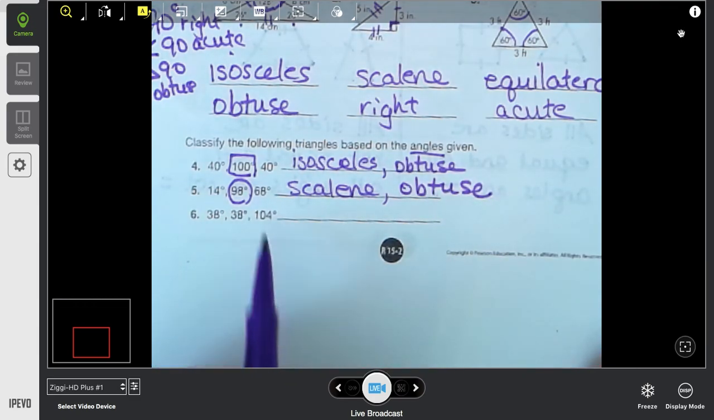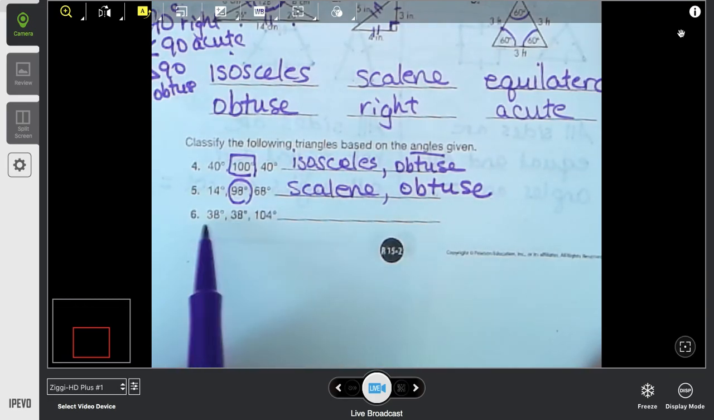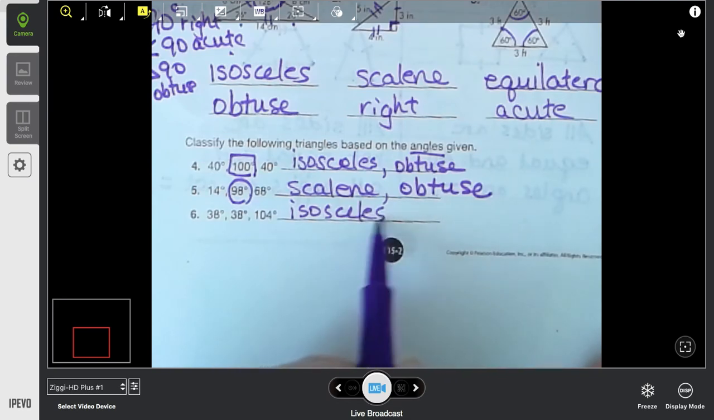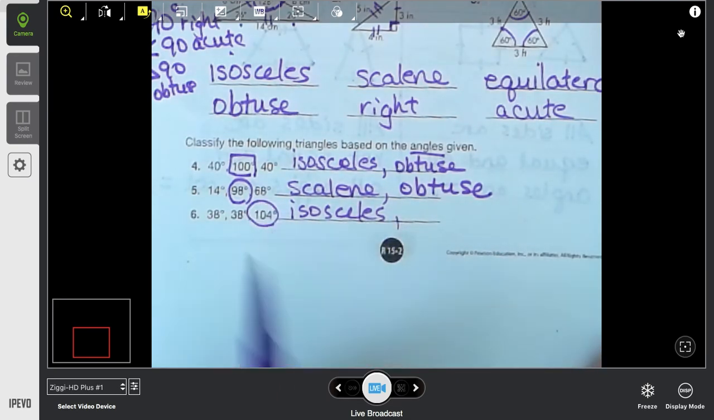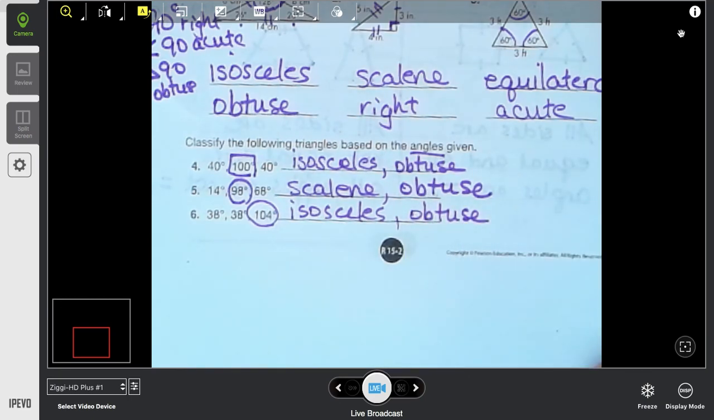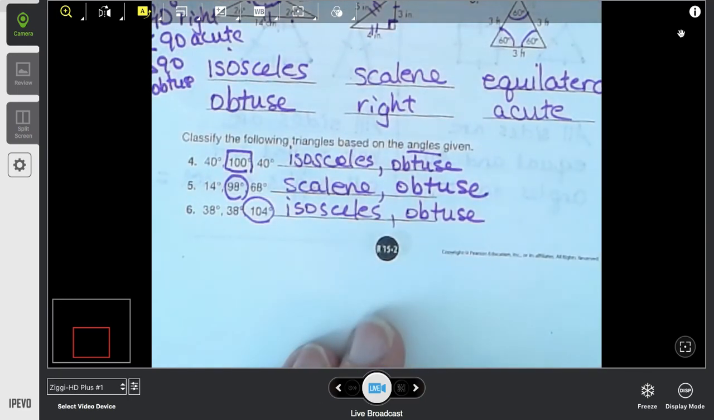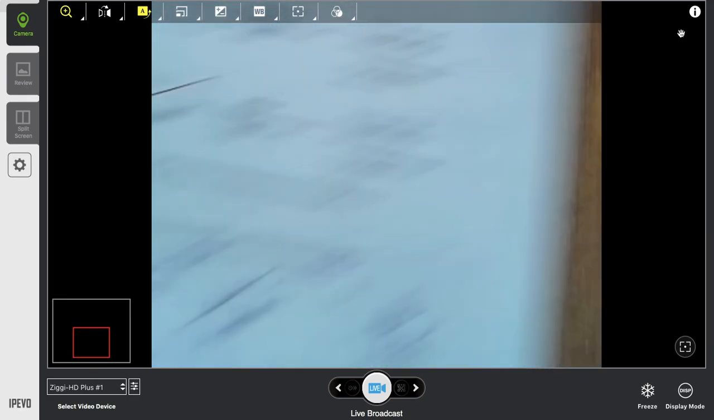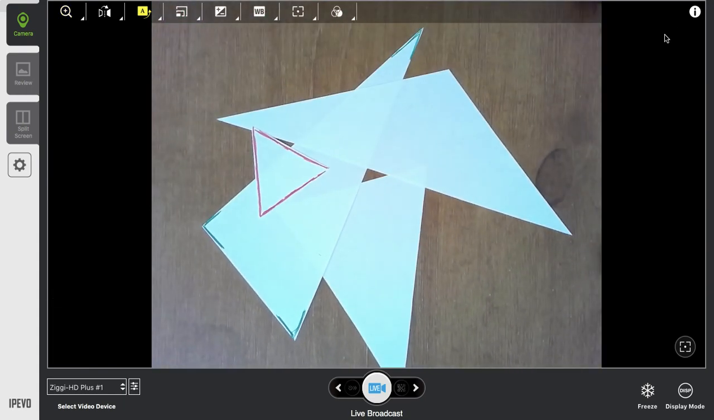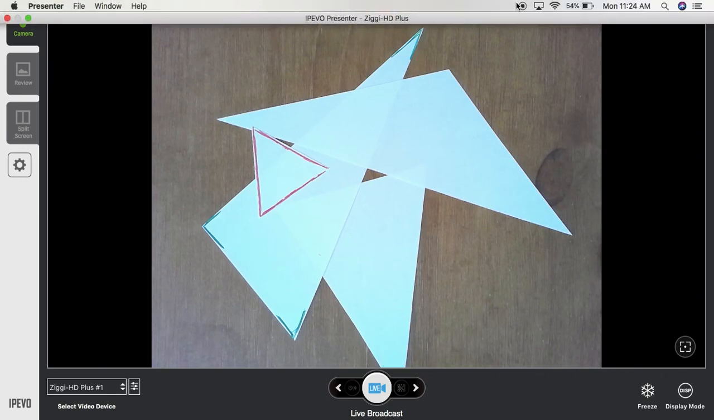38, 38, 104. Well, 2 angles are the same, so 2 sides are going to be the same. So it's isosceles. And again, 1 over 90 degrees, so it has to be obtuse. Okay, so now turn off the video and try this side over here, and then come back to see one more little video about the angles of a triangle, so I can prove to you that all triangles equal 180 degrees.